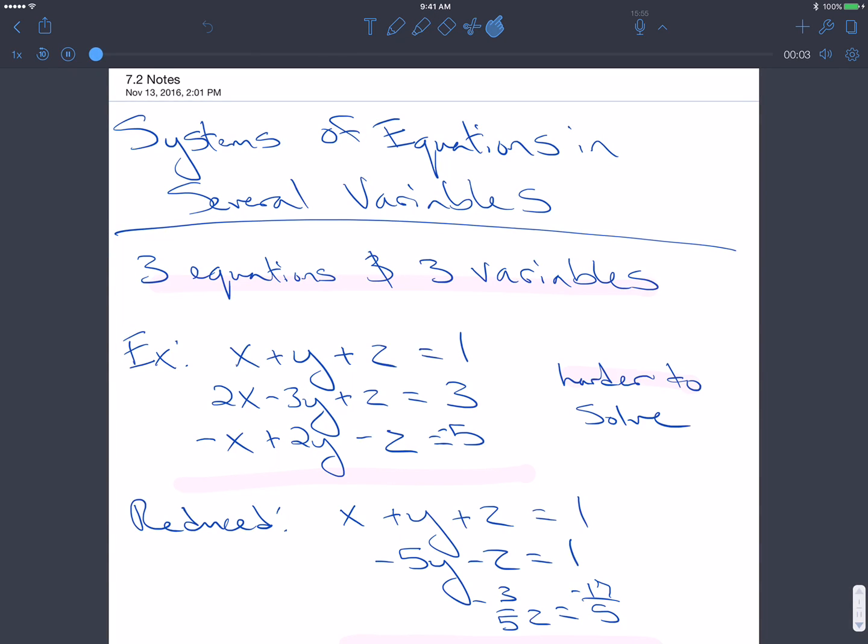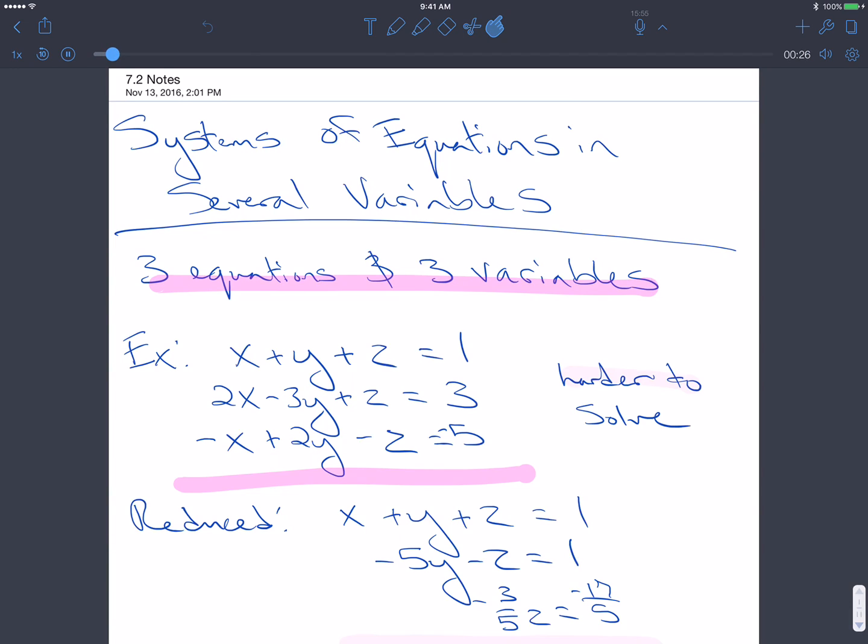7.2, we take 7.1 material and we expand upon it. So this is systems of equations in several variables. So we will focus on 3 equations and 3 variables specifically. So a system that looks a lot like this one, x plus y plus z equals 1, 2x minus 3y plus z equals 3, and negative x plus 2y minus z equals negative 5.